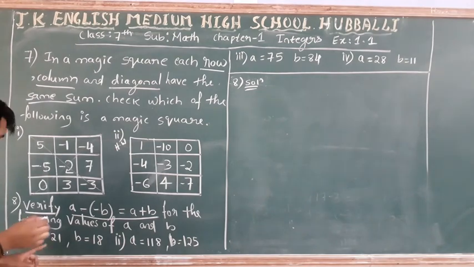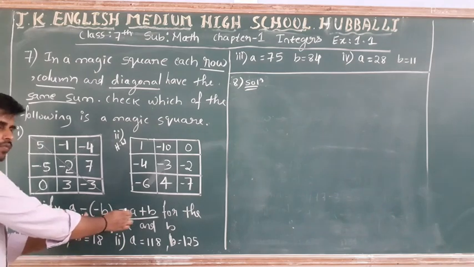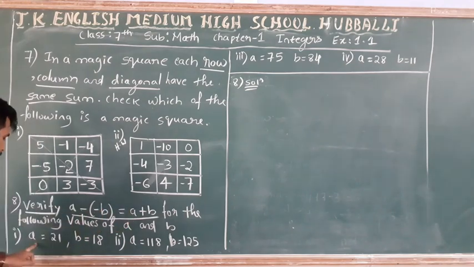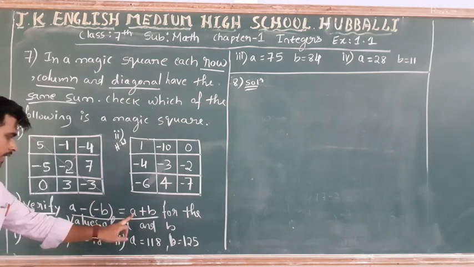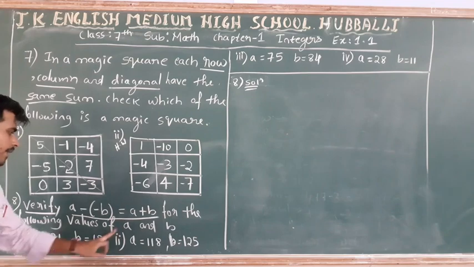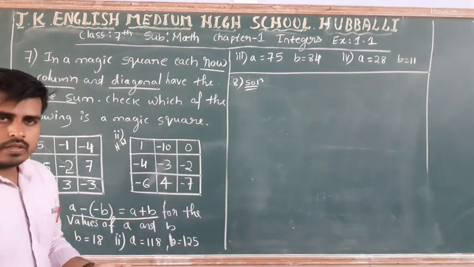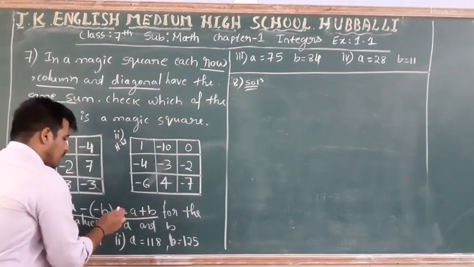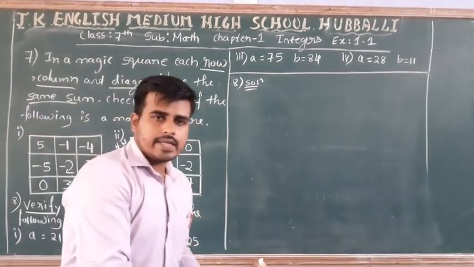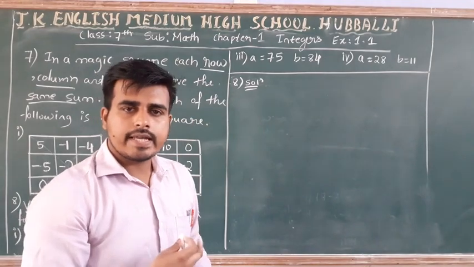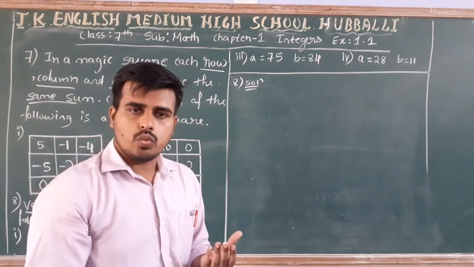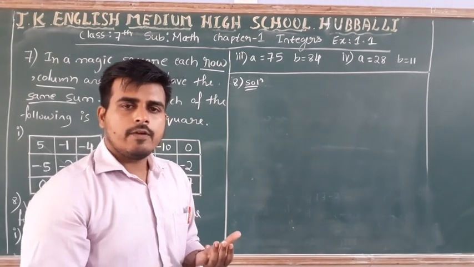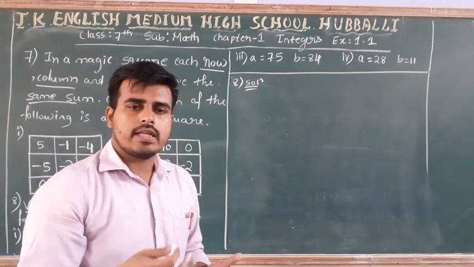You have to keep checking. For example, in the first question, a value is given, b value is given. You have to write this formula, and in place of a, you have to put the value 21. In place of b, you have to put the value 18. Here also a value 21, b value 18, and you have to solve. The left side of this equal sign is known as LHS, whereas the right side of the equality sign is known as RHS. If LHS is equal to RHS, then it's true. If LHS is not equal to RHS, then it's false.